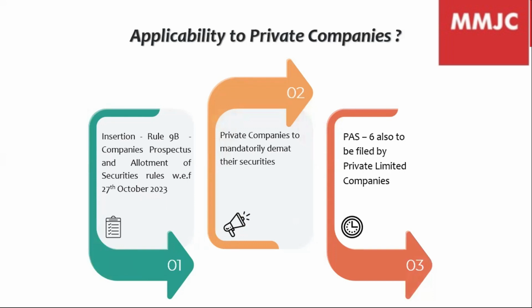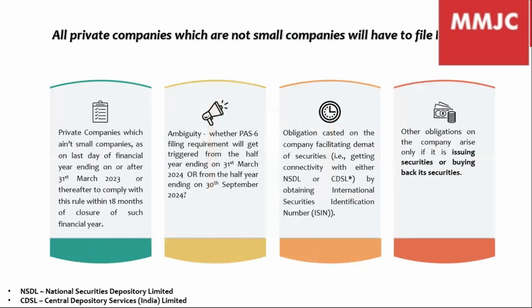Subrule 5 of this newly inserted Rule 9B says that Subrules 4 to 10 of Rule 9A related to unlisted public companies shall apply to private companies as well. Therefore, Subrule 8 of Rule 9A that talks about filing of Form PAS-6 shall also be applicable to private companies. Okay. But Rule 9B talks about dematerialization of securities by all private companies who are not small companies.